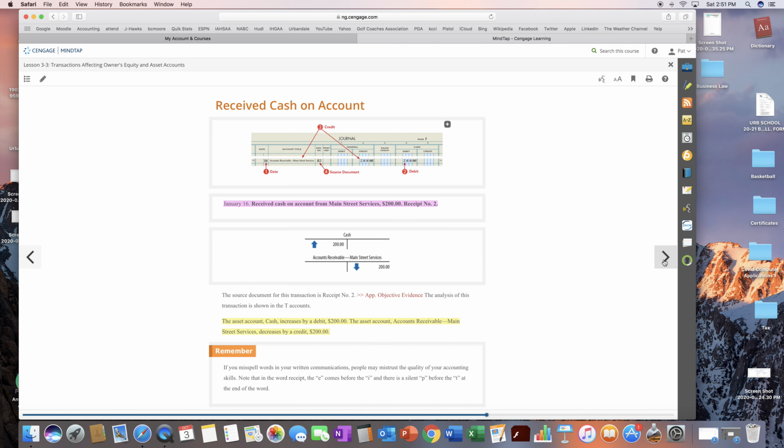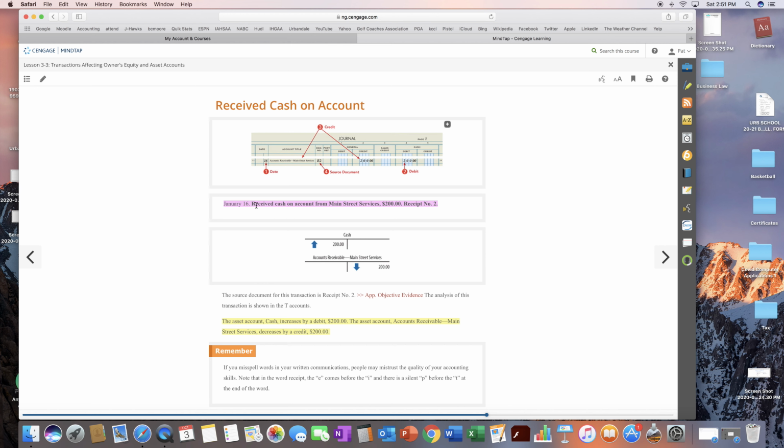Receive cash on account. On the 16th, we did this from Main Street Services for $200. It's a receipt. When you see a receipt, you know that we received cash. So accounts receivable, Main Street, is the account that we will be using. We use the date. Now, before, when we sold services on account, we increased the asset. Now we're getting paid. They're paying off their bill to us.